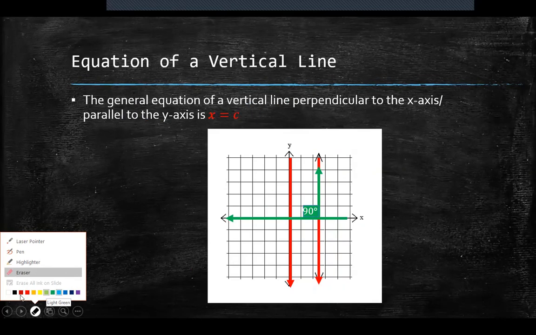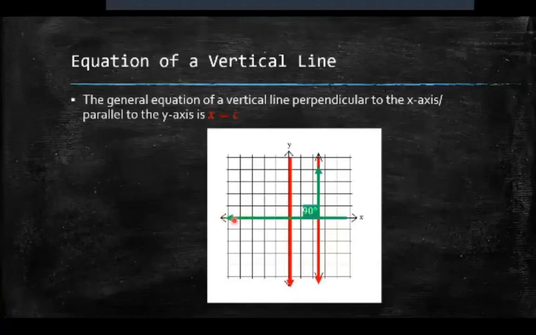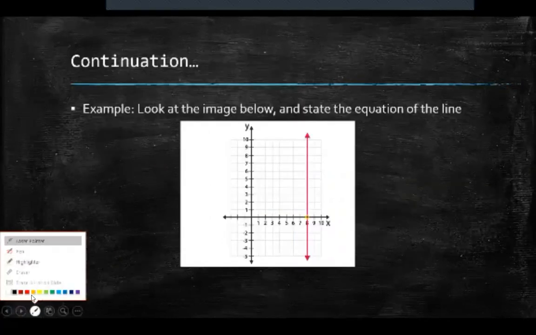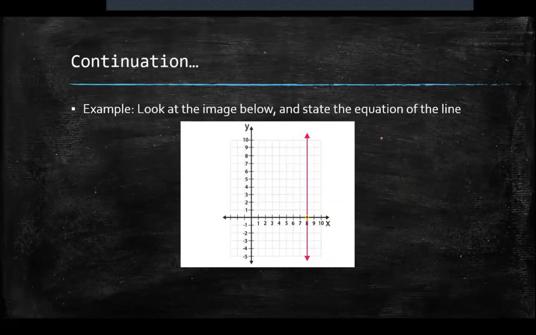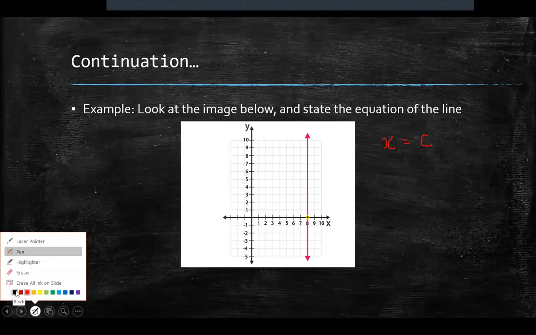And how is the vertical line perpendicular to the x-axis? This horizontal line here is my x-axis, and this line here is still my AB. They make a 90-degree angle, and that's why they're perpendicular. Okay? So look at the image below and state the equation of the line. So we're looking at this vertical line here. Remember, the equation of the vertical line is x is equal to c. Can you tell me what's the equation for this vertical line?